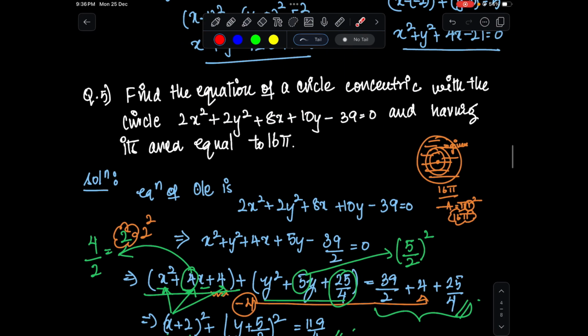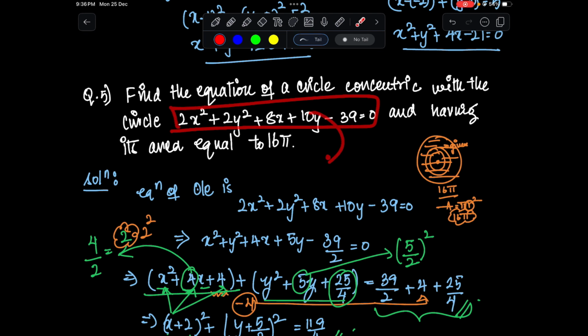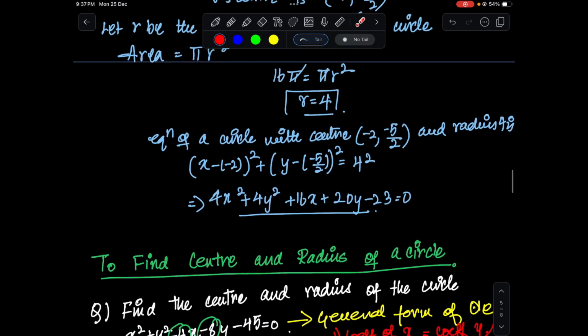And then we had a question based on concentric circles, keeping in mind I am supposed to find a circle whose radius is this but which is concentric with this. Concentric means the center should be the same. So I am using this equation to get the center, that's all, nothing much. And then I am finding the radius for which this will be the area, and then I am just going on and substituting in the equation.